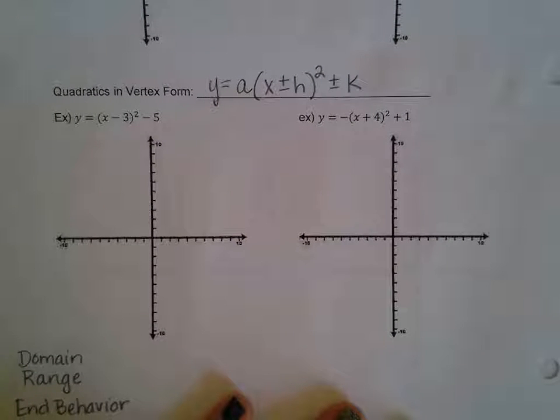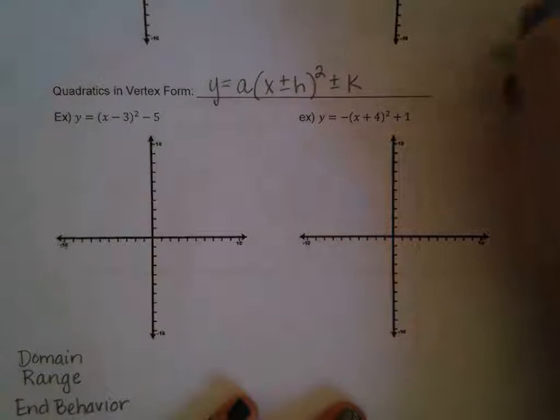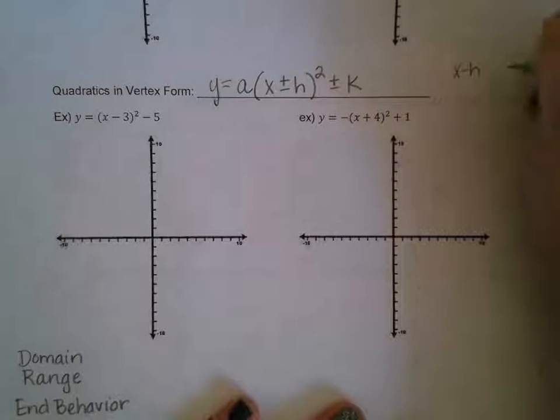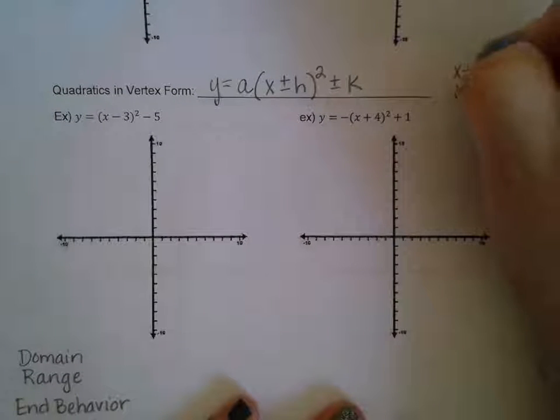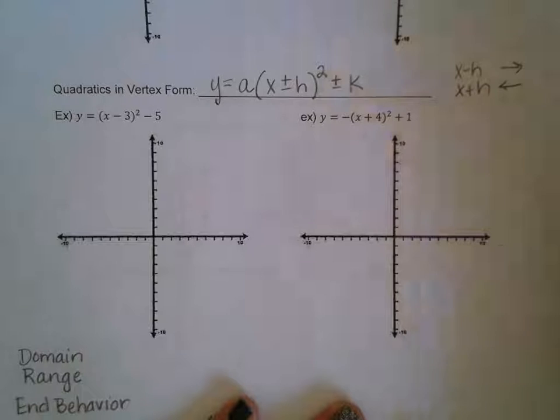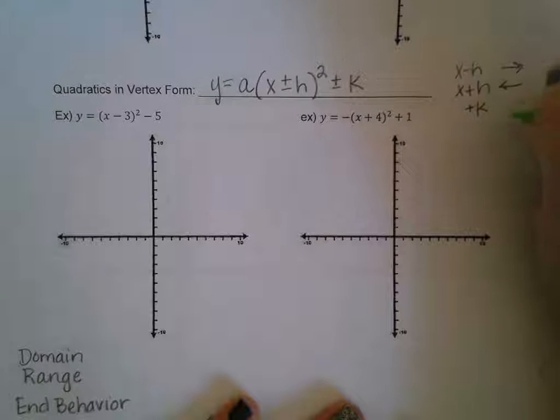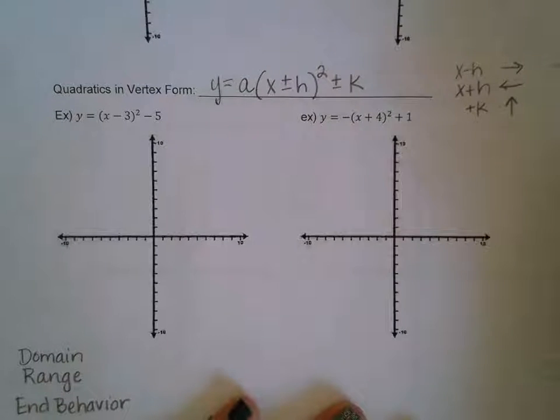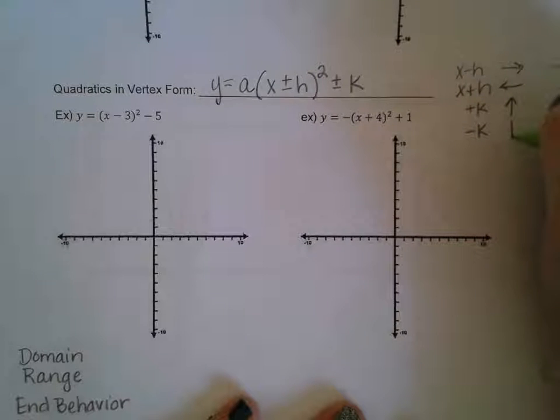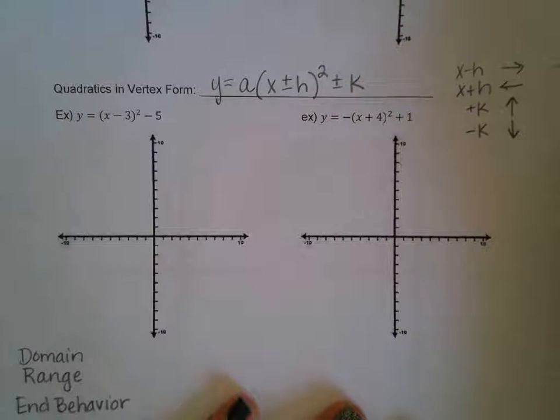And the good news is that the same rules that we discussed in absolute value graphs and radical graphs still apply here. It's all the same. So if you have x minus h, that means you're going to go to the right. If you have x plus h, you're going to go to the left. If you have a plus k, that's going to make the whole graph go up. If you have a minus k, that's going to make the whole graph go down.